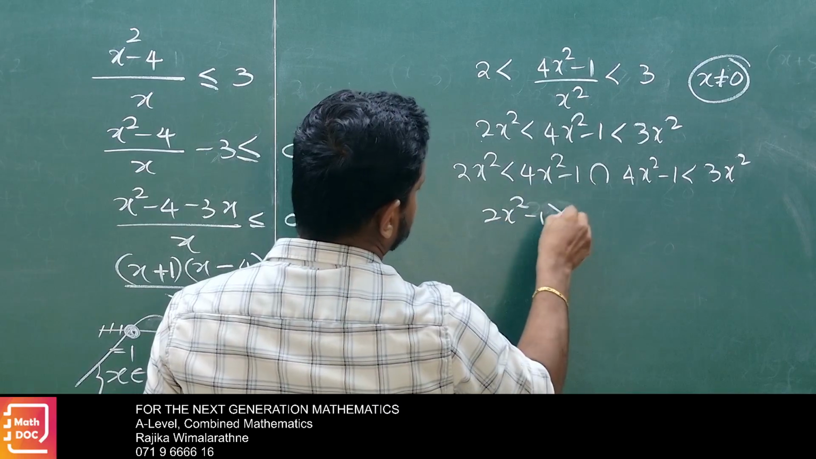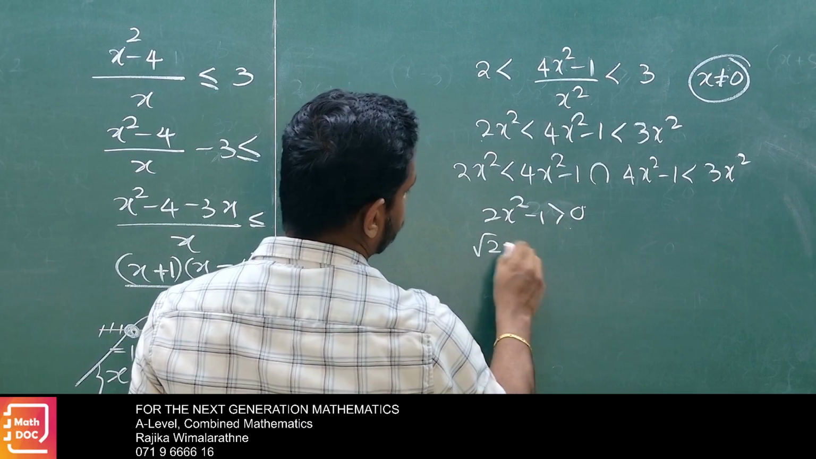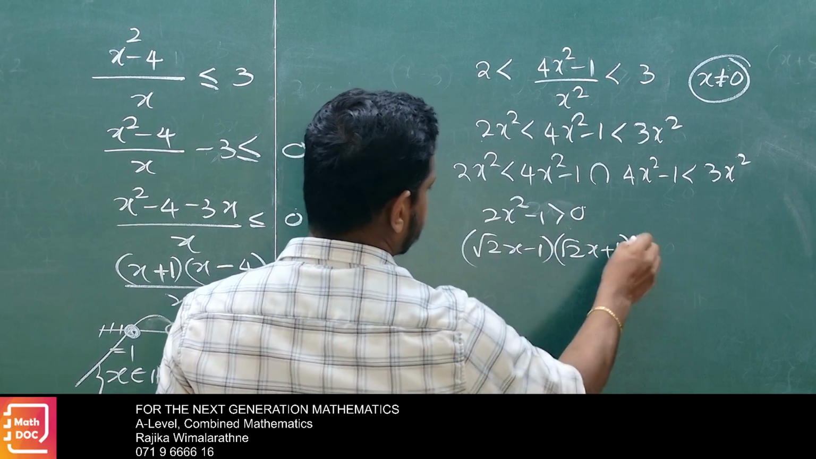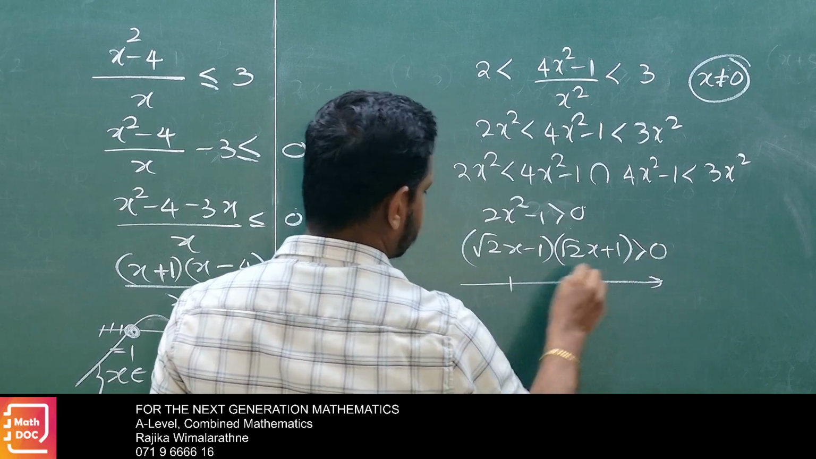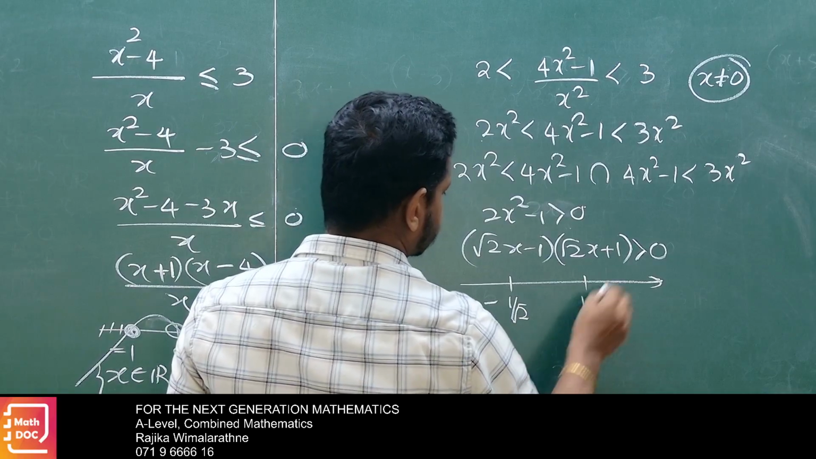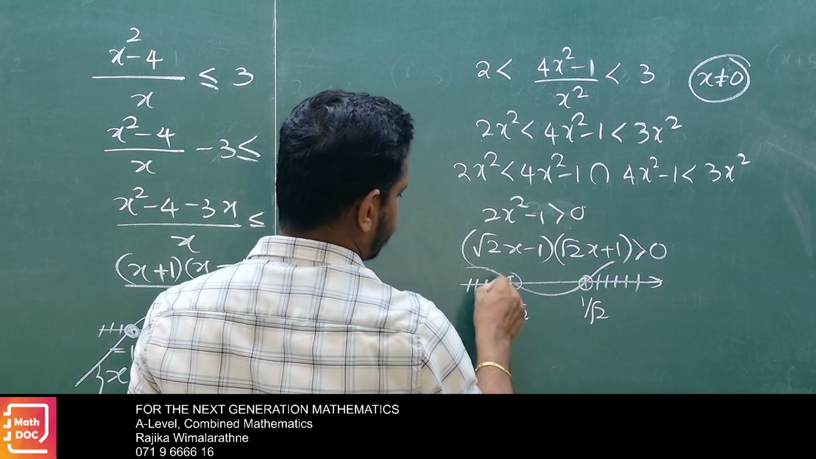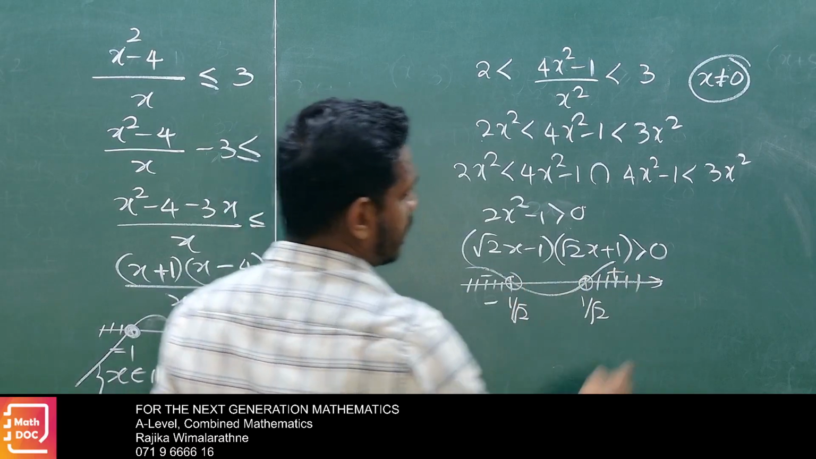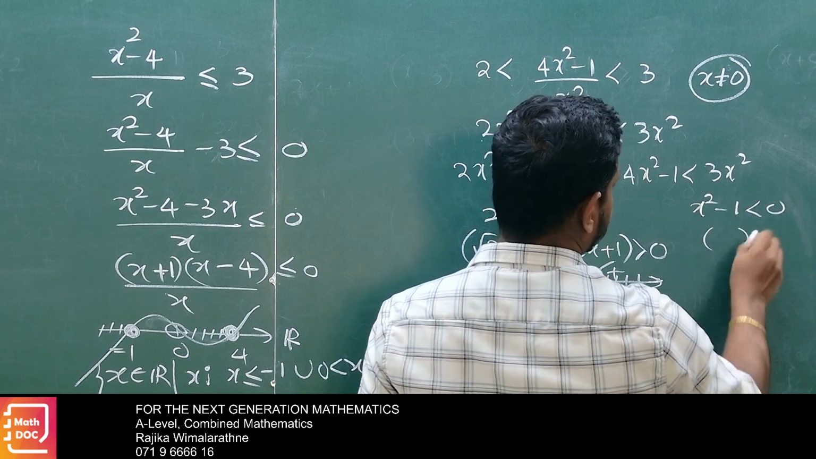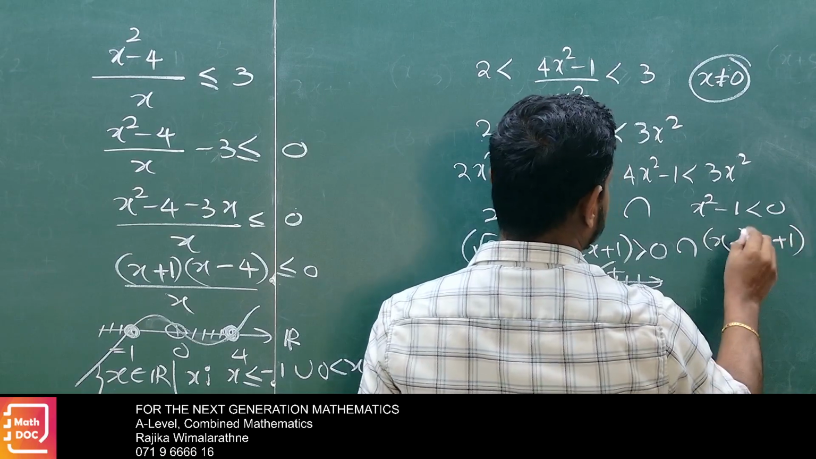2x squared minus 1 greater than 0. Here (root 2 x minus 1)(root 2 x plus 1). Here the region: minus 1 over root 2, plus 1 over root 2. Positive region here and here. Then for the other, x squared minus 1 less than 0, that is (x minus 1)(x plus 1).